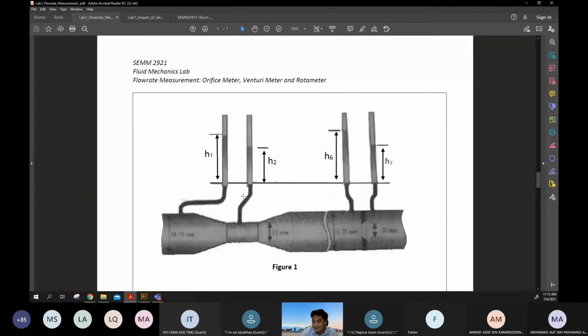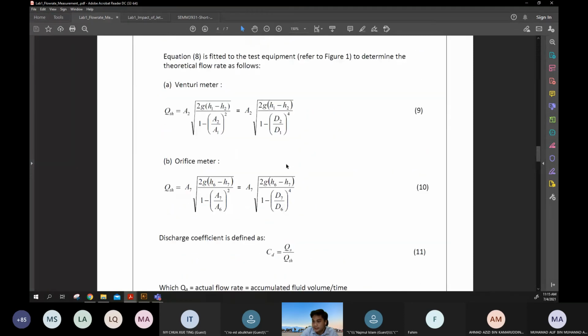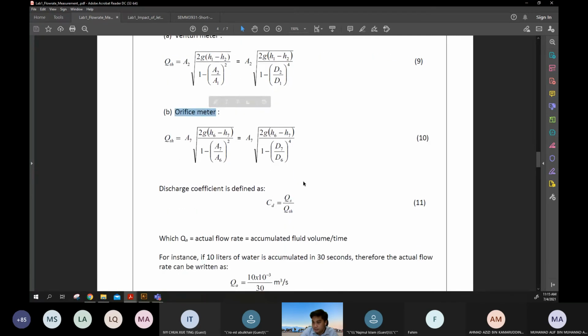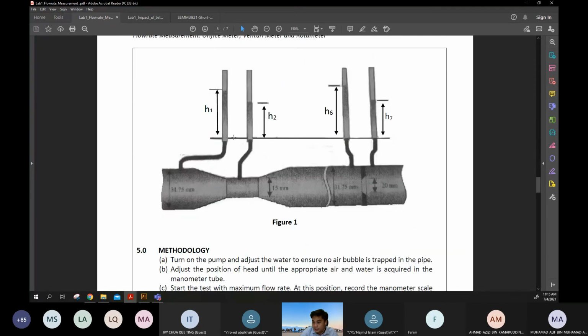So this is the equipment. From here, you can see point H1 and point H2. This is the venturi meter and this is the orifice meter. This equipment we combine together. The first part we call a venturi because you can see the cross-sectional area reducing. And this part is the orifice meter. It is the same cross-sectional area.